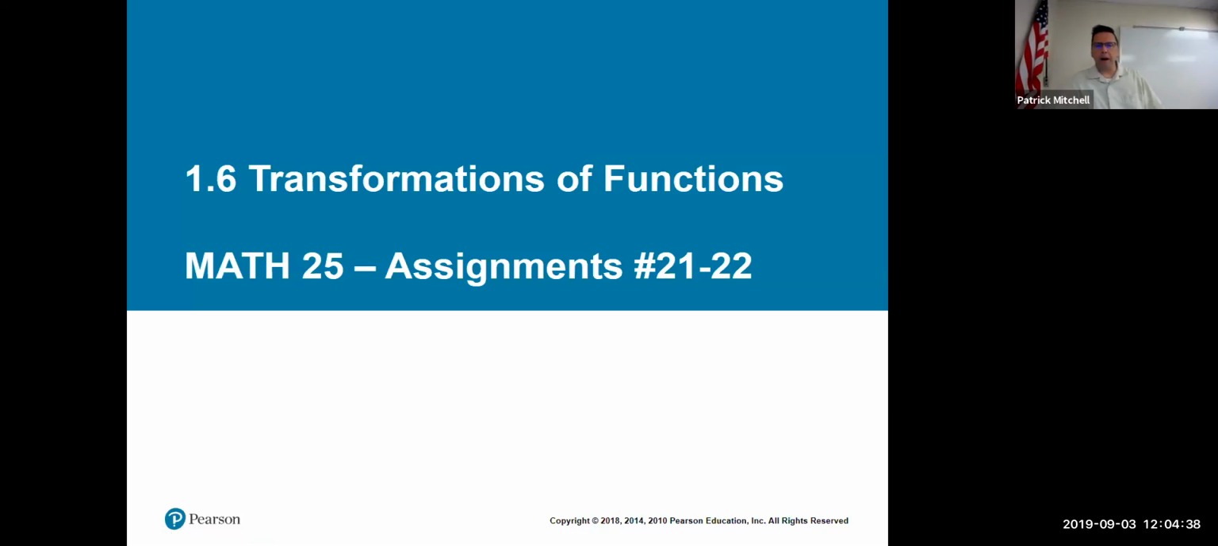Today we're talking about 1.6, transformations of functions. We're covering this section right now because a lot of these concepts are going to be really important in the next two trigonometry sections, which both have to do with graphing. 4.5 is graphing sine and cosine functions, and then 4.6 is graphing the rest of the trig functions.